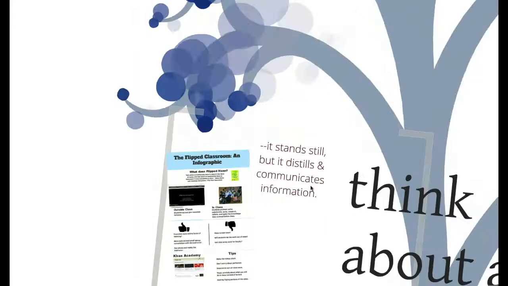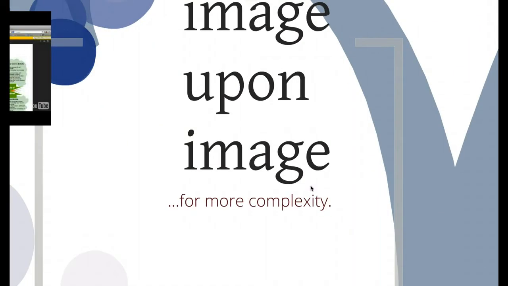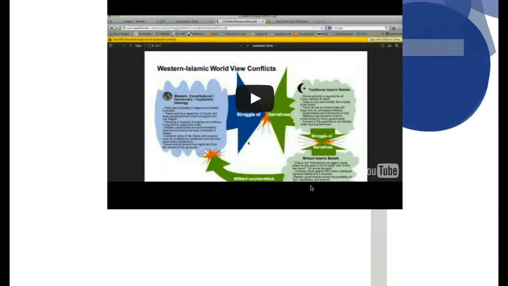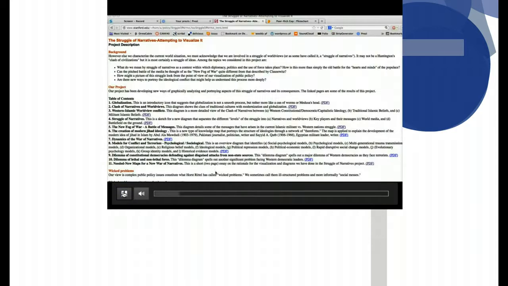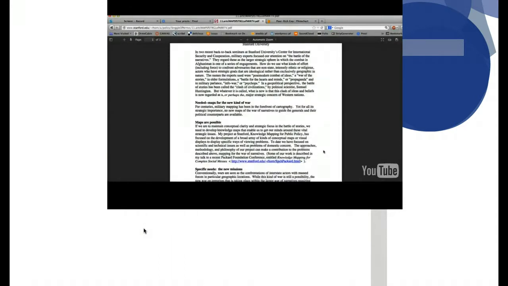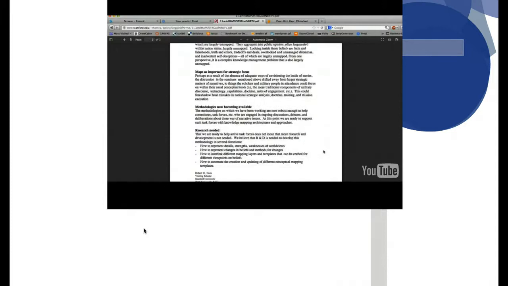There are also infographics that compile images and add them together, and I'm going to show you one by Robert Horn that's extremely complex and contains a great deal of information. This is a little screen capture of a website that has Robert Horn's Struggle of Narratives as a series of infographics. On this website, Horn has an overall summary of his argument. You can see that he summarizes the basic pieces of the argument. He turns this summary into several infographics, of which I'm going to show a few.